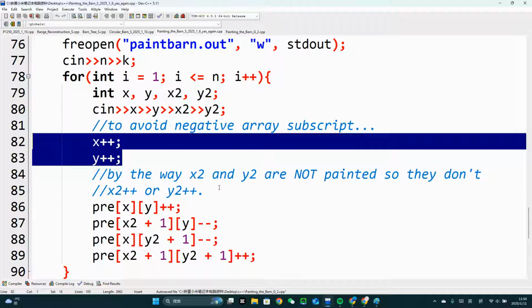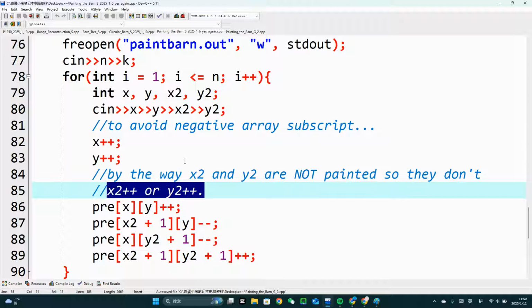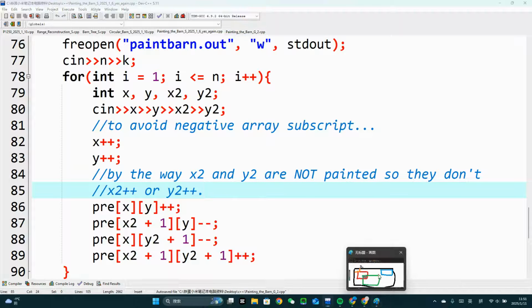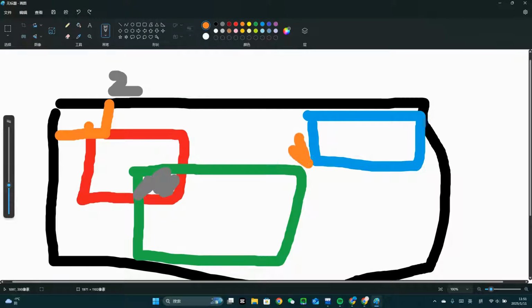And now, the reason I don't do x2 and y2 is because there's actually a trap in this problem, because you might notice that you might think, let me pull back my drawing. You might think that, say, this is x2 and this is x, and this is y, and this is y2, right?